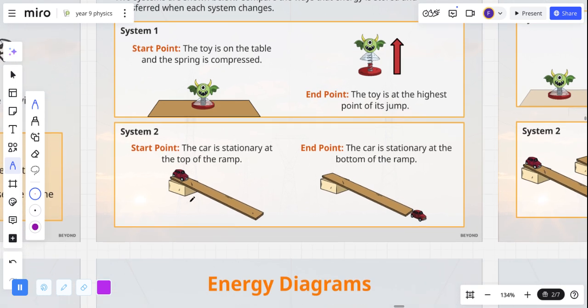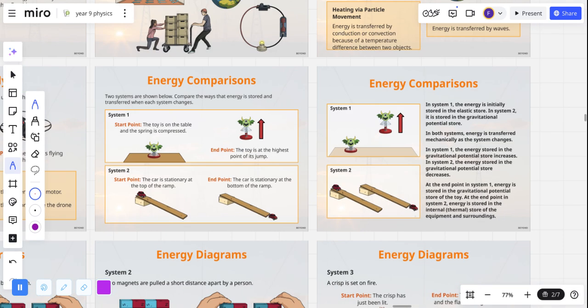Okay, here we've got a car high off the ground. I know it's not ridiculously high, but it's still high off the ground. That is gravitational potential energy store. As it gets to the bottom, its gravitational potential energy store has decreased and it's now moving, so its kinetic energy store has gone up.